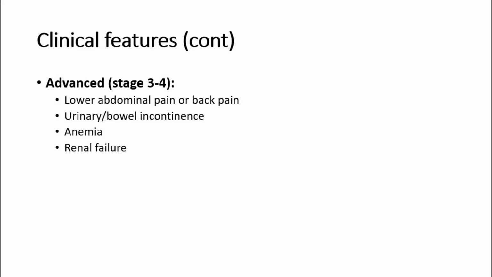Whereas for advanced diseases such as stage 3 and 4 of cervical cancer, they may have pain, such as lower abdominal pain due to large pelvic mass, or back pain due to vertebral metastasis. Other symptoms they might have are urinary or bowel incontinence due to fistula formation, anemia due to chronic vaginal bleeding, and also signs of renal failure due to ureter blockage.